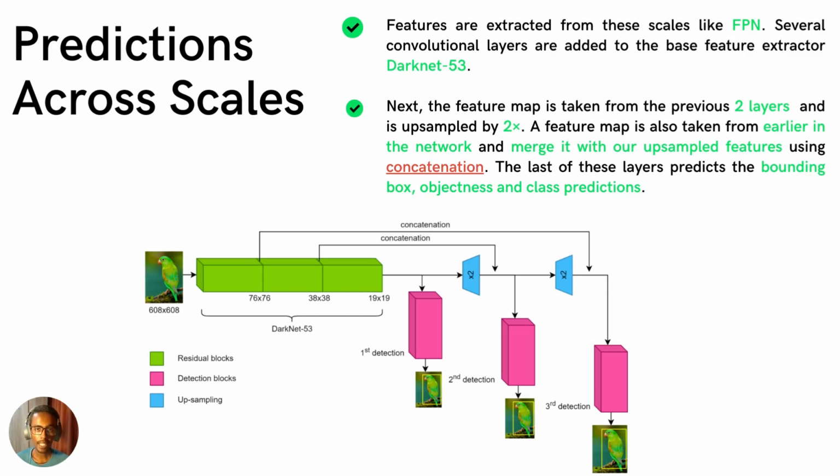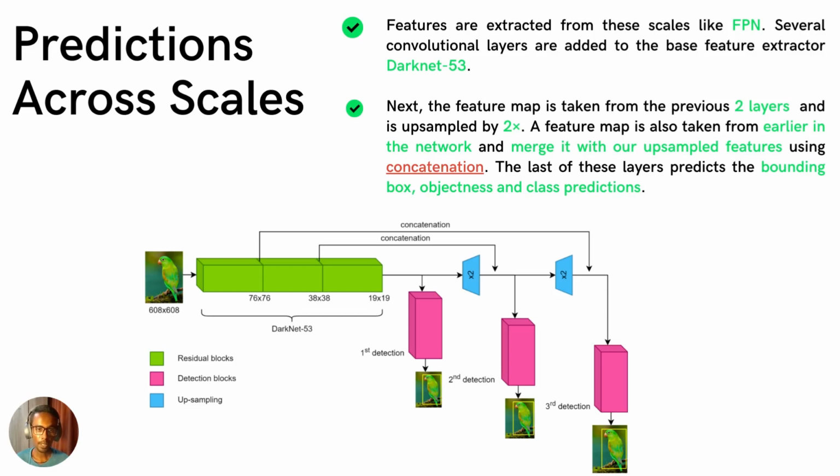Next, the feature map is taken from the previous 2 layers and is upsampled by 2 times. From the shallow part of the network from Darknet 53, for example, from the part where the spatial dimension of the feature map was 76 by 76, we're going to take that information and concatenate it with the one that's coming from the second detection. The second detection is going to be upsampled by 2 times, so we're going to increase the spatial dimension by 2 times.